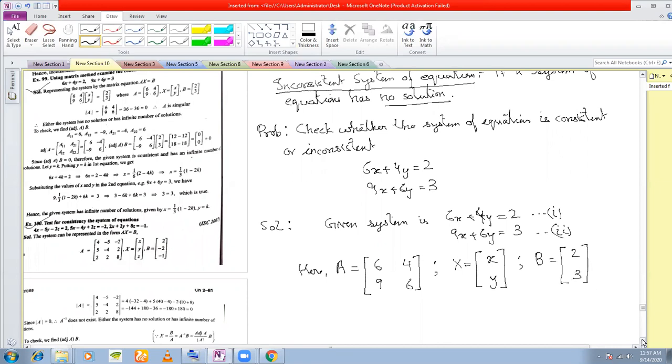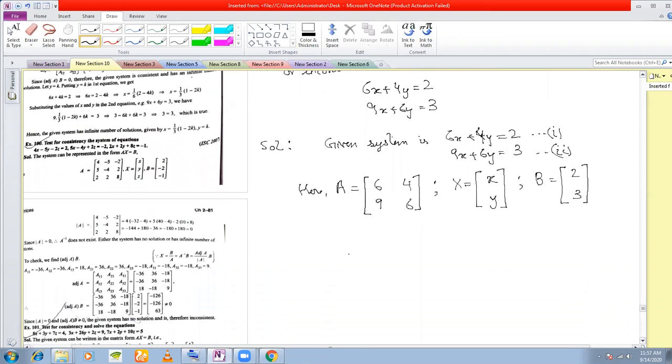So first we check det A. Det A is equal to 6 times 6 minus 4 times 9, so 36 minus 36, and you're getting 0. Therefore, matrix A is singular. Matrix A is singular means A inverse does not exist.